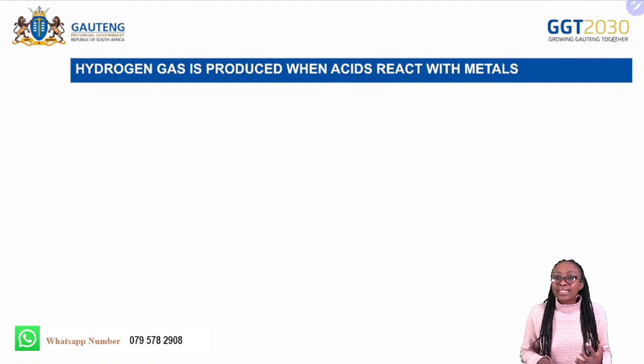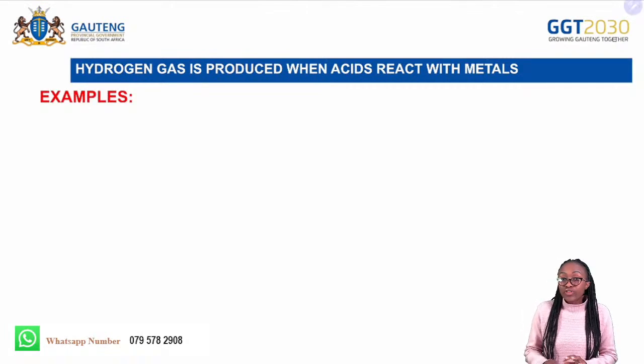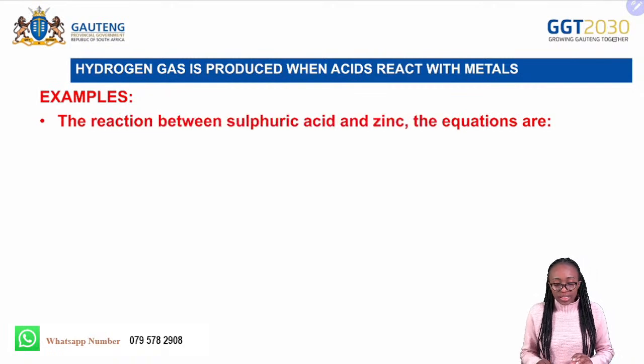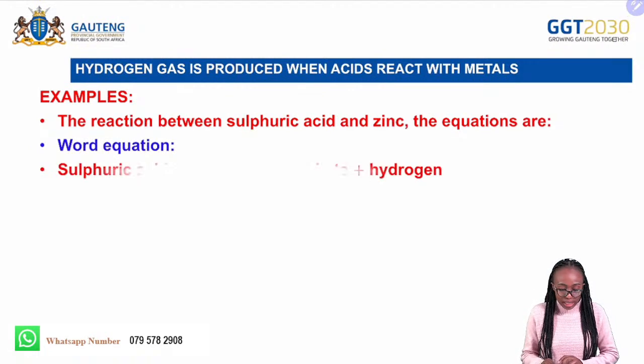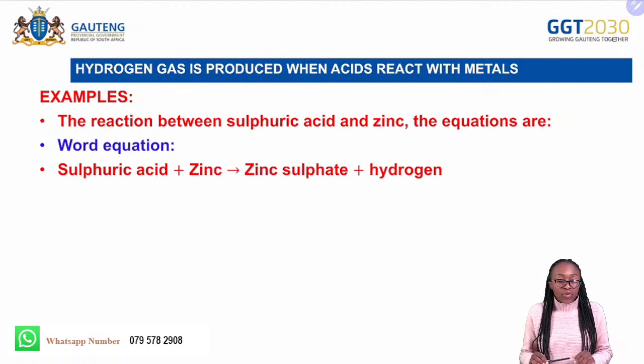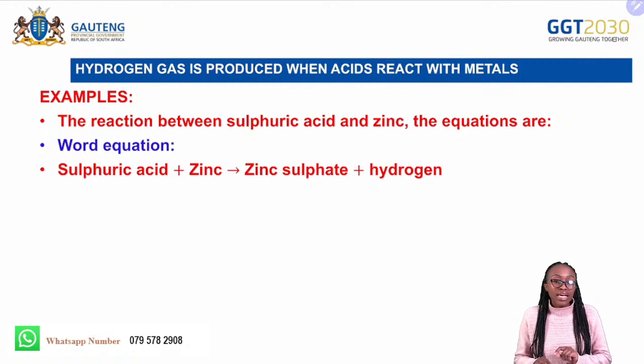Let's look at more examples of where hydrogen gas is produced when metals react with acid. Our second example for the day is going to be sulfuric acid and zinc. So now let's look at the word equation. Remember, this is how we read a word equation: sulfuric acid reacts with zinc to produce zinc sulfate and hydrogen.